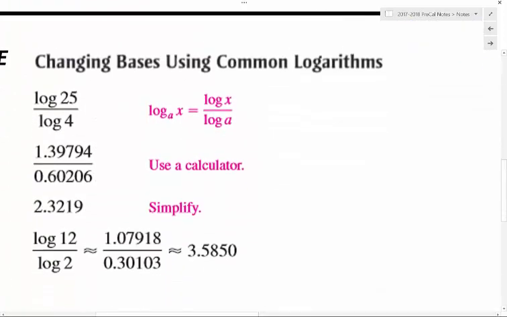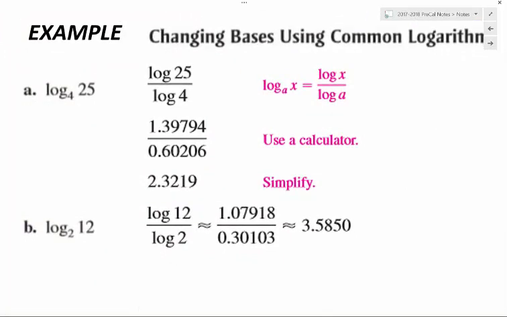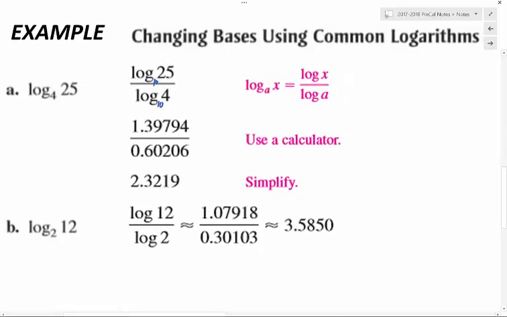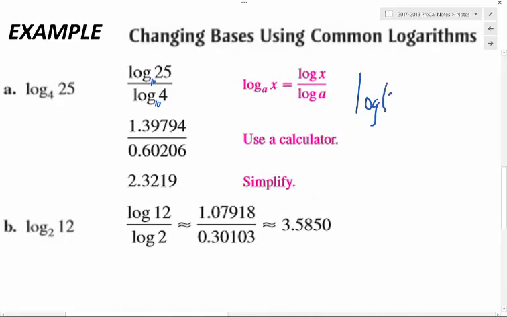Okay? Let's take a look at this first one. So log base 4 of 25. Well, I can immediately rewrite this to log base 10 of 25 divided by the log base 10 of 4, or just log 25 over log 4. I punch those into a calculator and I simplify it. You could also enter it into your calculator as log 25 divided by log 4. That's all you're doing there. So this becomes a very simple way to solve complex logarithms. Log base 2 of 12 becomes log 12 over log 2. Punch it in the calculator and you get your answer. It's as simple as that.